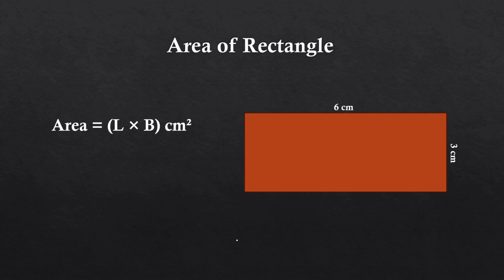Now let's understand the area of the rectangle. To find out the area of the rectangle, the formula is to multiply the length with the breadth. Here, the length is 6, breadth is 3. So the answer is going to be 18 centimeter square.